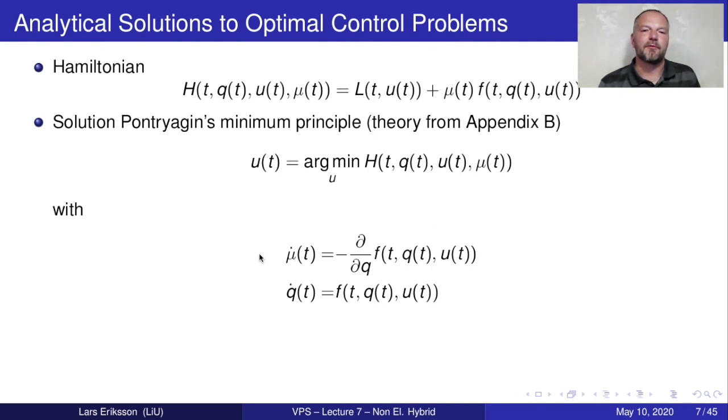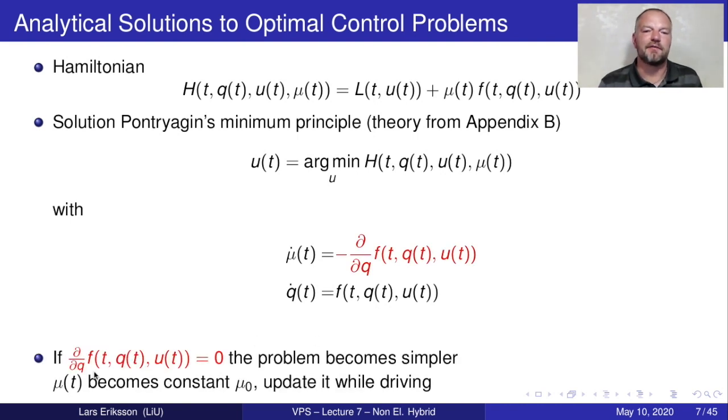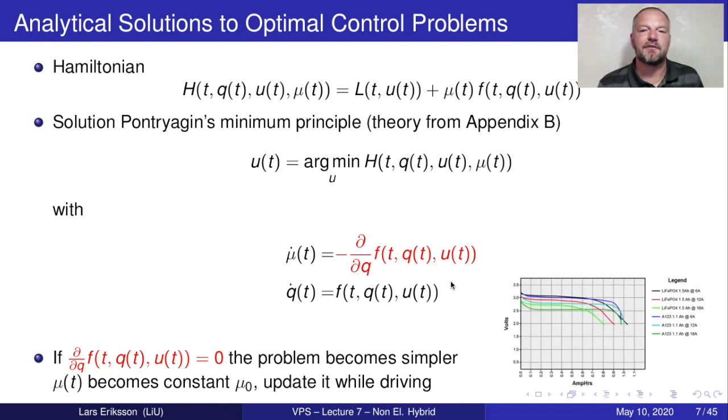This is a fairly complex problem to solve for the adjoint state, but if we have a problem that has some properties, the problem can be simplified, and that's the case for hybrid electric vehicles. Especially if this derivative disappears, so that this derivative is 0, then it means that mu dot is 0, so mu becomes a constant and we can update that constant while driving. The reason why we have this case for hybrid vehicles is that the battery characteristics is fairly flat. As function of state of charge, as function of Q here, the output voltage does not change, so this derivative vanishes, and that's a great help for the solution.